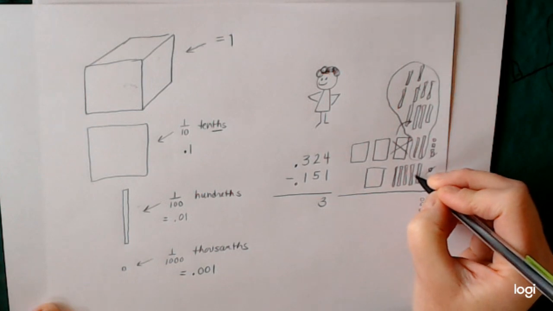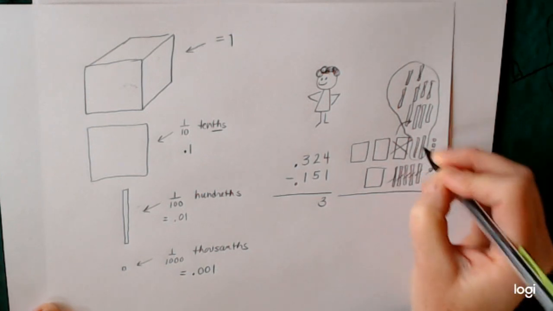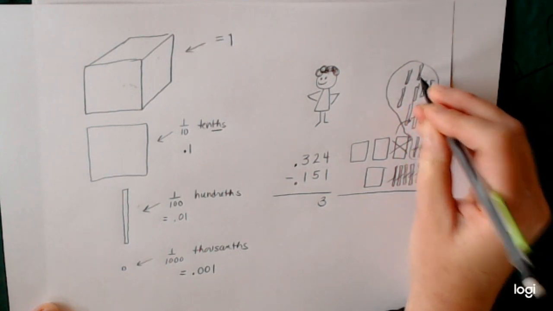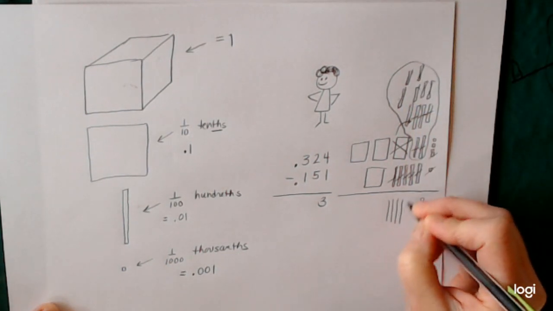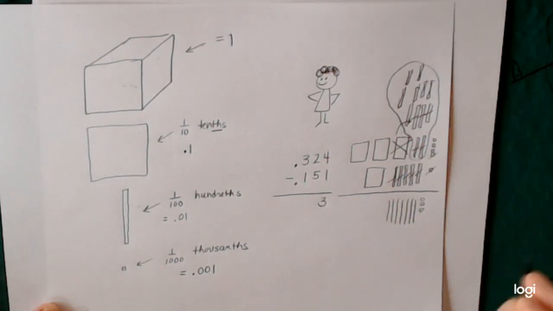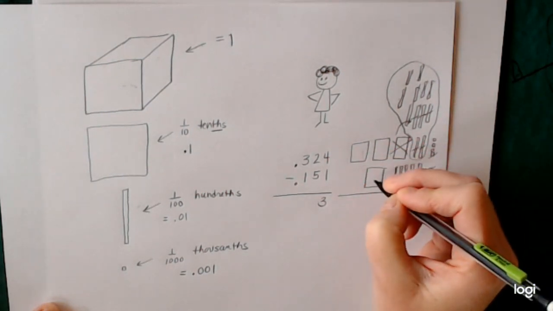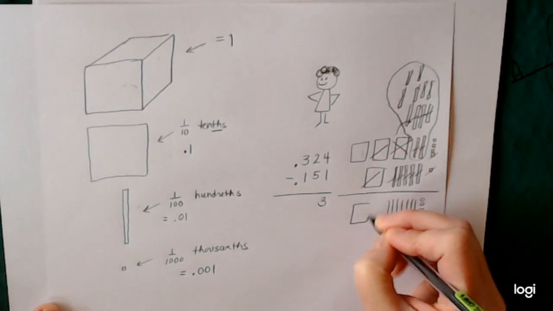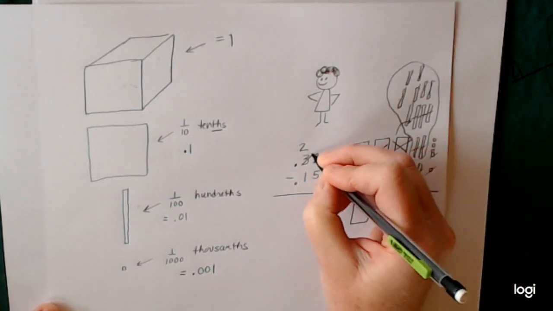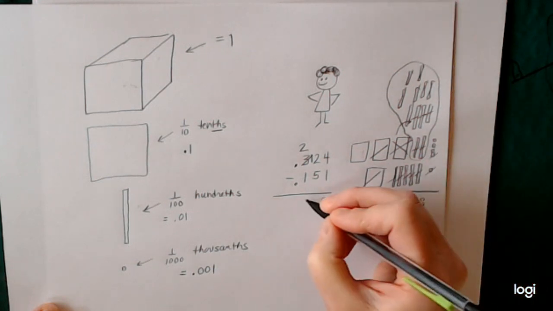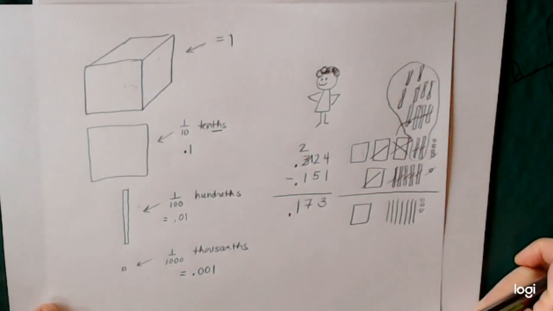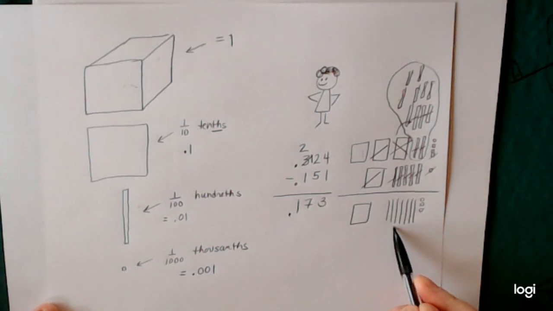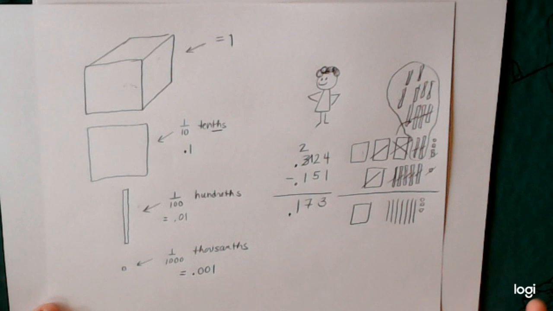And I can take 1, 2, 3, 4, 5, take them away, and I'm left with 1, 2, 3, 4, 5, 6, 7 of them. And then I can subtract, now I have enough tenths, 2 tenths, I take away 1 of the tenths, and I'm left with 1. So you can see that the algorithm looks exactly the same. But now this represents 1/10, 7 hundredths, and 3 thousandths.